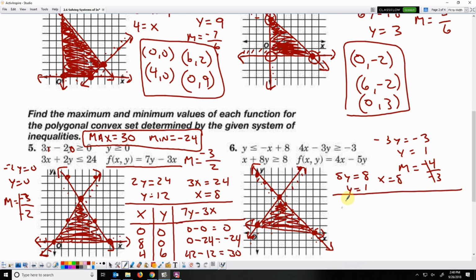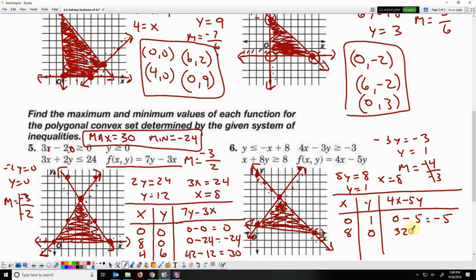So now we need to evaluate our function. Okay, so I've got coordinates here of 0, 1. So that's 4 times 0 minus 5 times 1. Then I've got coordinates here of 8, 0. So that's 4 times 8. Okay, so 4 times 8 is 32. Minus 5 times 0. So I get an output of 32 there.